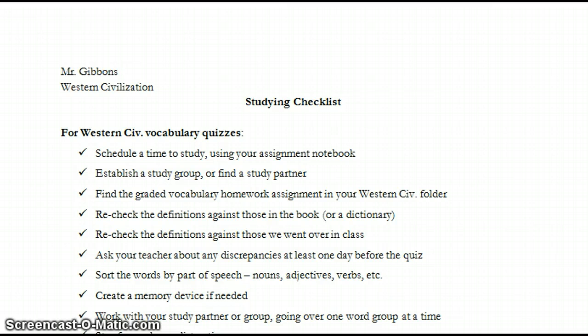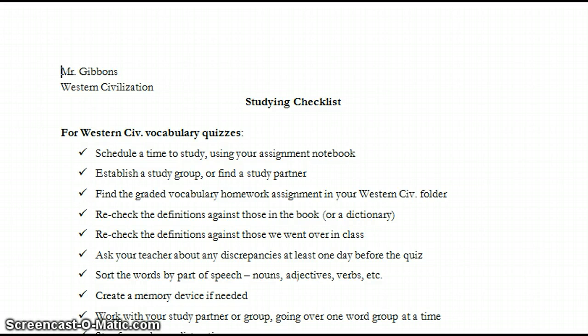Next, to study for the vocab quiz, make sure your definitions match those given either in the book, the textbook, or in a dictionary. I personally use dictionary.com for most of my definitions, and of course check with me if there's any discrepancy. Next, please recheck the definitions against those we went over in class.